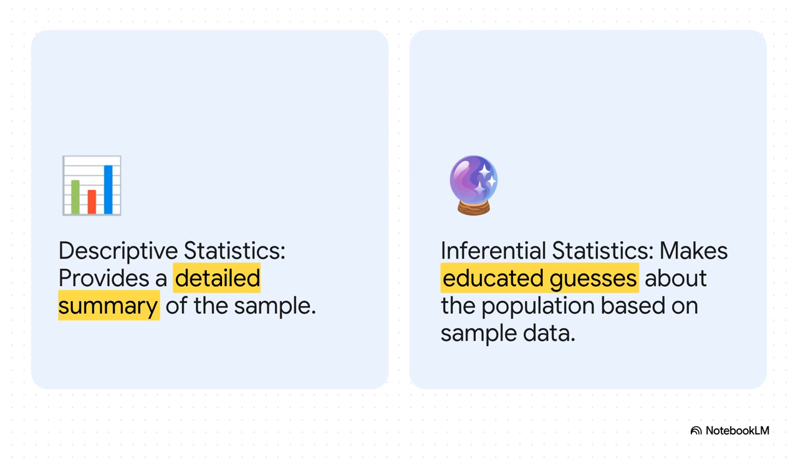And here they are. These are the 2 main jobs that statistics does. On one side, you've got descriptive statistics. This is all about summarizing the information you actually have in your hands. It's asking, what does this specific group I studied look like? But then on the other side, you've got inferential statistics. And this is where we take a leap. It's about using that small group to make an educated guess about a much, much bigger group.